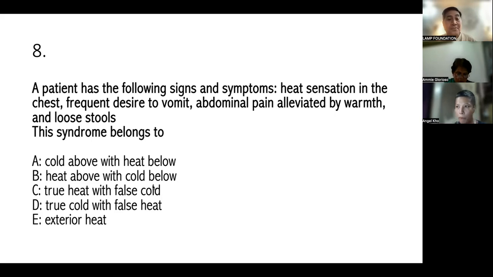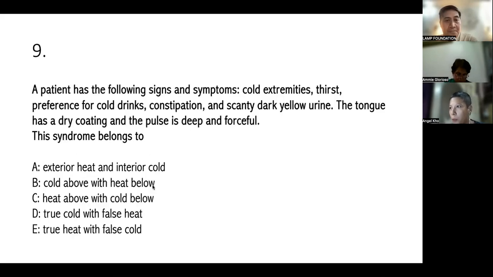Okay, very good. And number 9? Number 9 po, Doc. Ito po yung nabanggit natin kanina. A patient has the following signs and symptoms: cold extremities, thirst, preference for cold drinks, constipation, and scanty dark yellow urine. The tongue has a dry coating and the pulse is deep and forceful. These syndromes belong to... So, answer po is letter E, true heat with false cold. Dahil po sa pulse niya and sa symptoms niya, Doc. Your answer? Yung letter E po, Doc, true heat with false cold po, Doc.